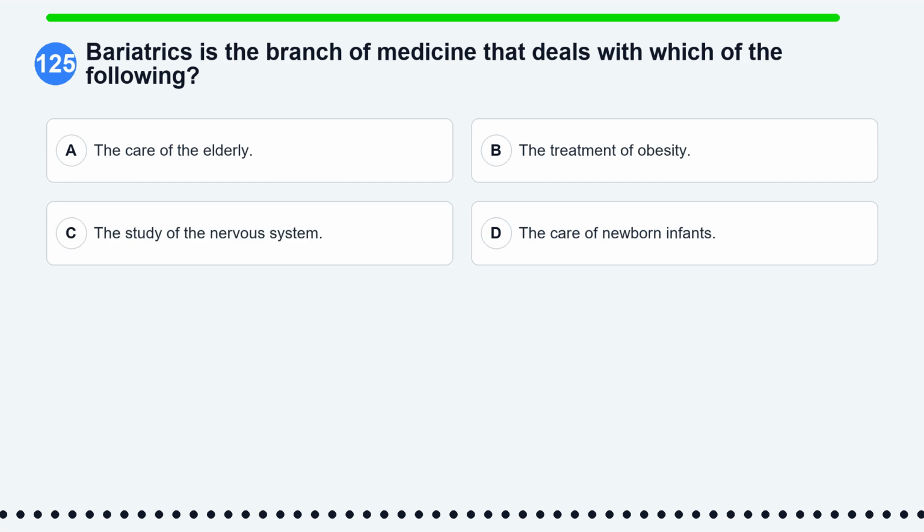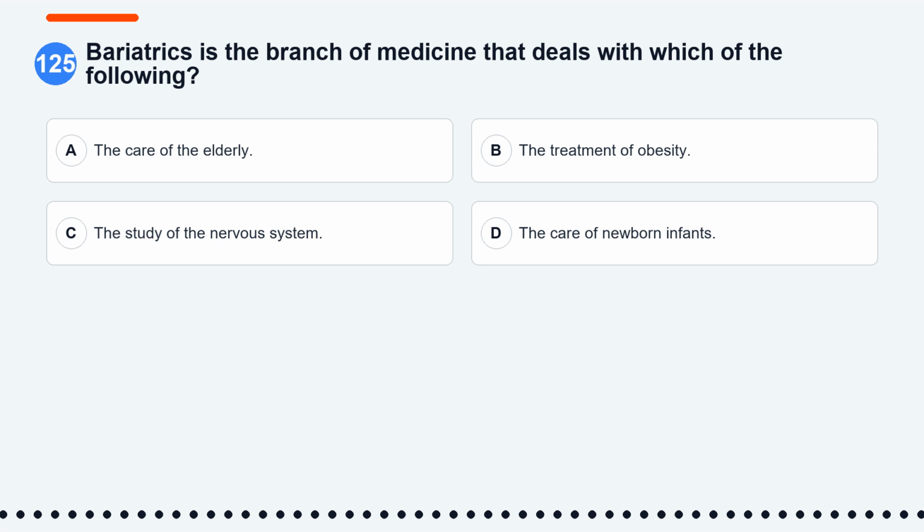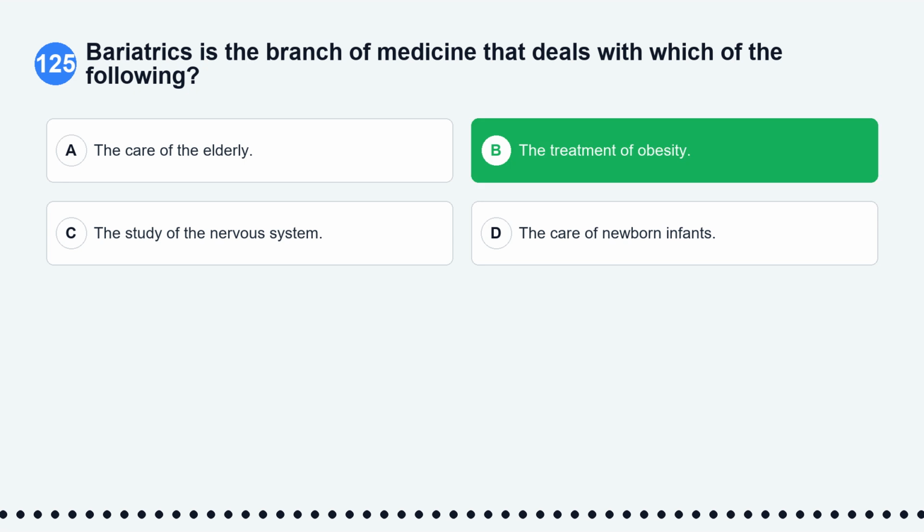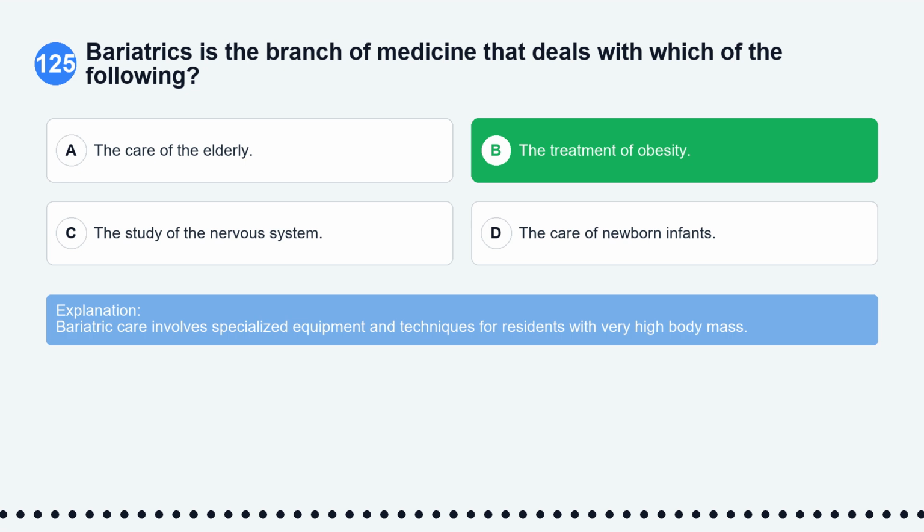Question 125. Bariatrics is the branch of medicine that deals with which of the following? Option A. The care of the elderly. Option B. The treatment of obesity. Option C. The study of the nervous system. Option D. The care of newborn infants. The correct answer is option B. The treatment of obesity. Bariatric care involves specialized equipment and techniques for residents with very high body mass.